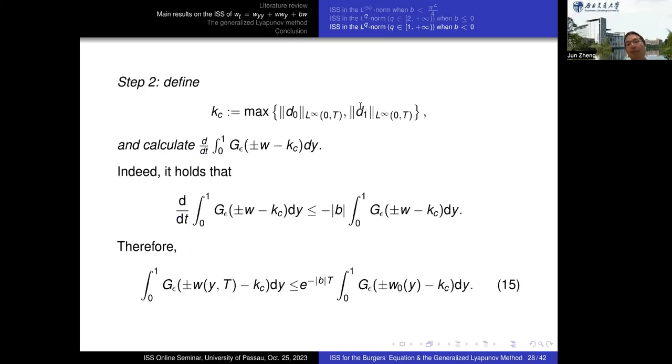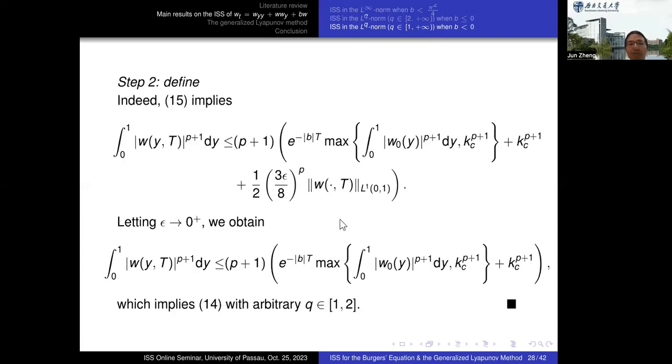Then we define the constant Kc by using only the two terms and calculate the derivative of the integral of capital G epsilon. In fact, we can arrive at this differential inequality, then by using the comparison principle to obtain the exponential stability of this functional. Then, by using the properties of capital G epsilon, we can arrive at this estimate.